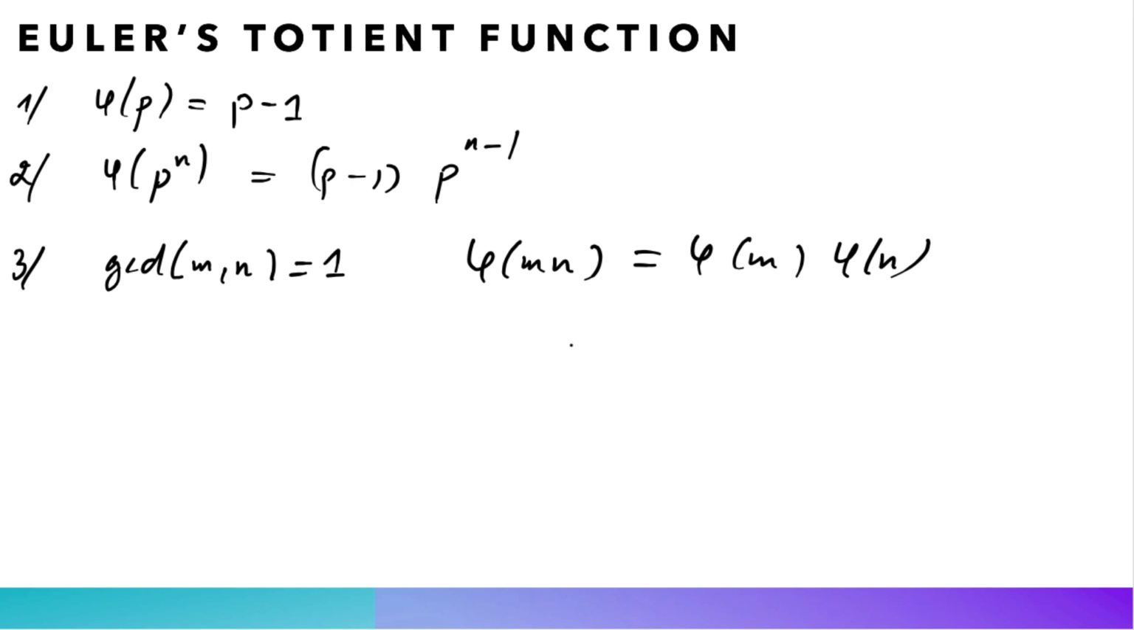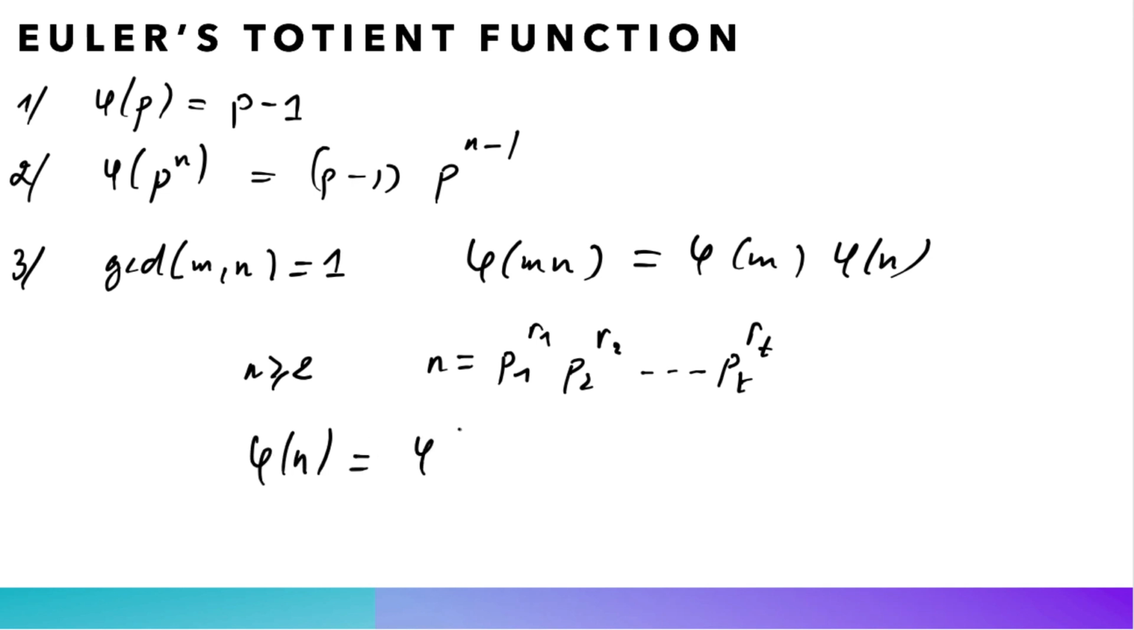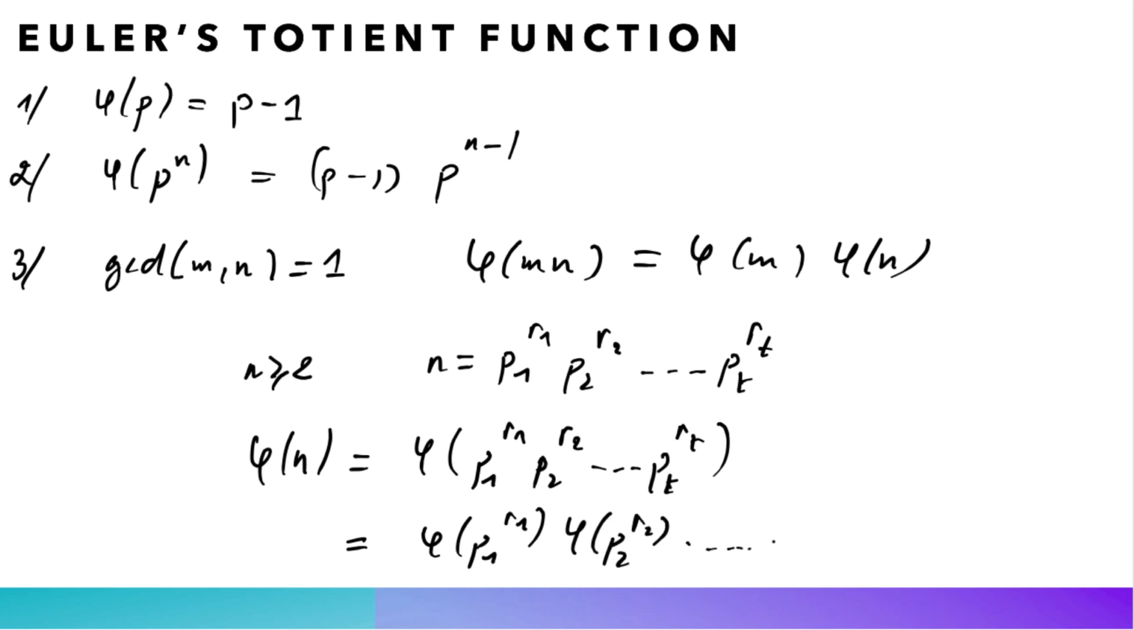Well, it is all about the unique factorization theorem, which states that every integer n greater than 2 can be written in a unique way as n equals p1 to the r1, p2 to the r2, until we get to pt to the rt, where p1, p2, and pt are distinct prime numbers. So from here we deduce if n is any integer greater than 2, then phi of n is equal to phi of p1 to the r1 times p2 to the r2 until we get to pt to the rt, and this is equal to phi of p1 to the r1 times phi of p2 to the r2 until we get to phi of pt to the rt. And actually this is because p1 to the r1 and p2 to the r2 are coprime, so we used this one here to prove that this expression is equal to this one.